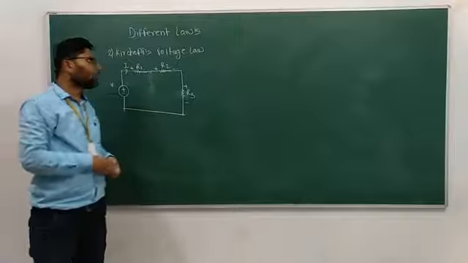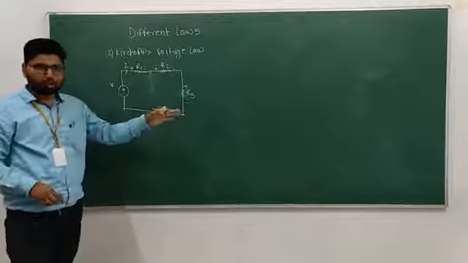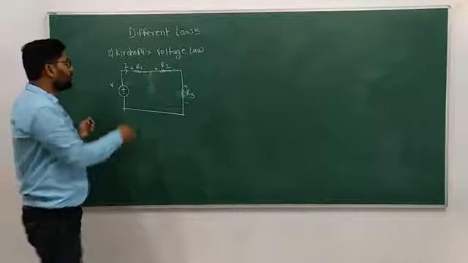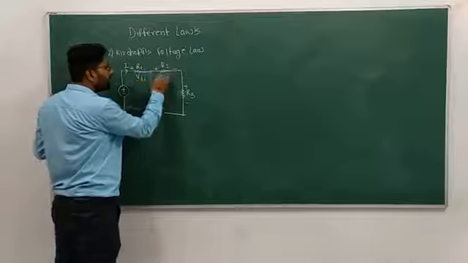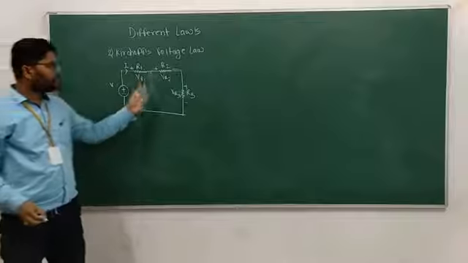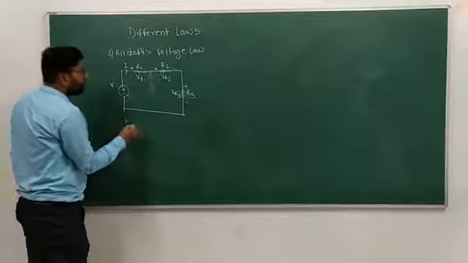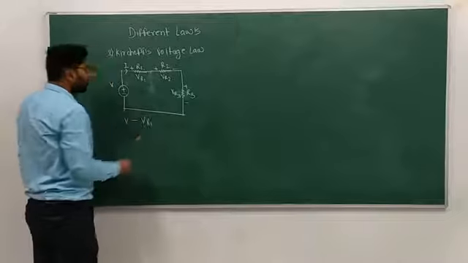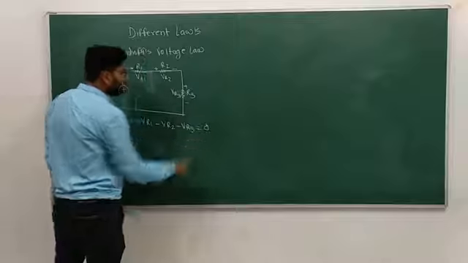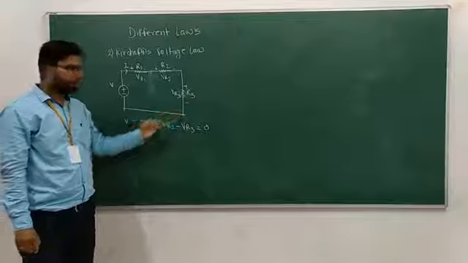So what is Kirchhoff's voltage law? The algebraic sum of all voltages in your circuit is equal to 0. That is what is called Kirchhoff's voltage law. The voltages available here are VR1, VR2, VR3. How do we represent this? V minus VR1 minus VR2 minus VR3 is equal to 0. That is, the algebraic sum of all the voltages in your circuit is equal to 0.